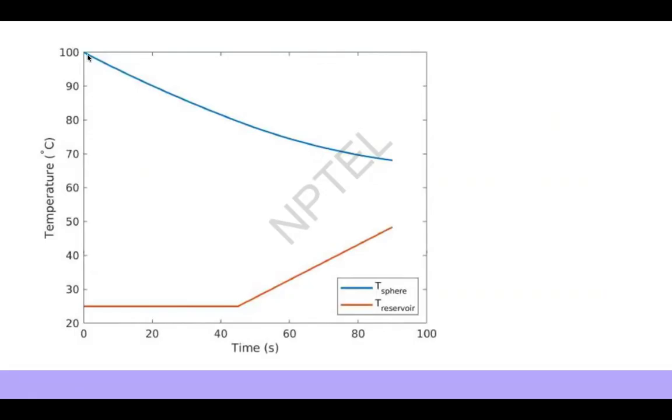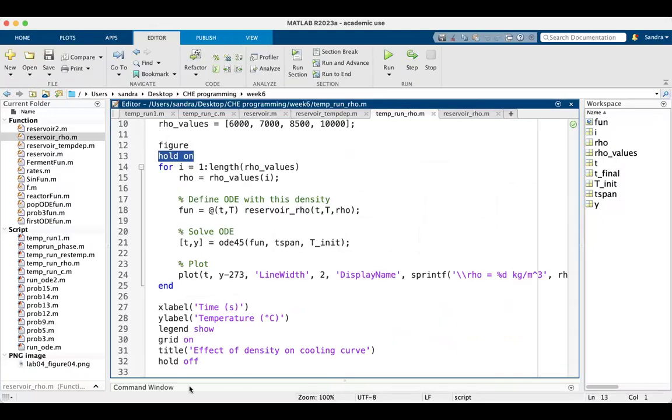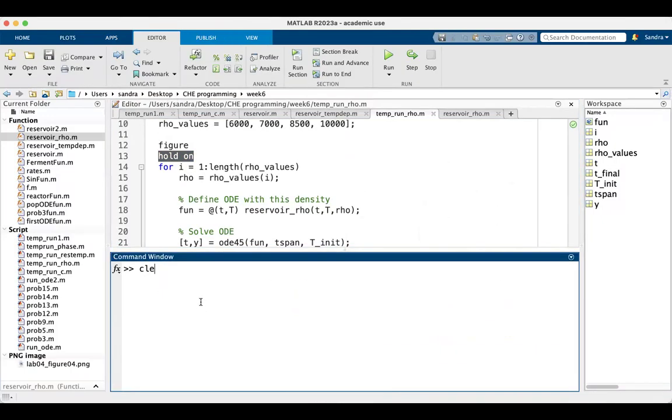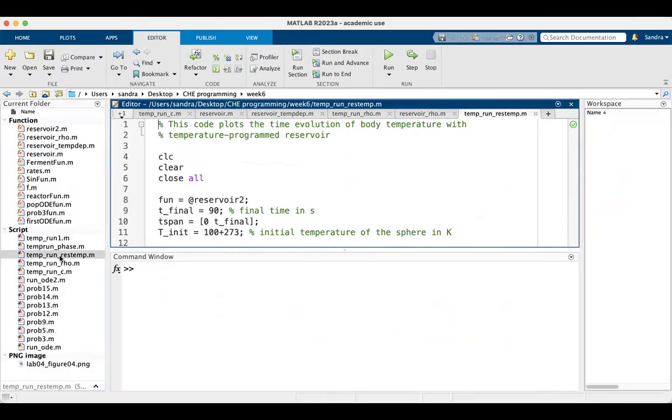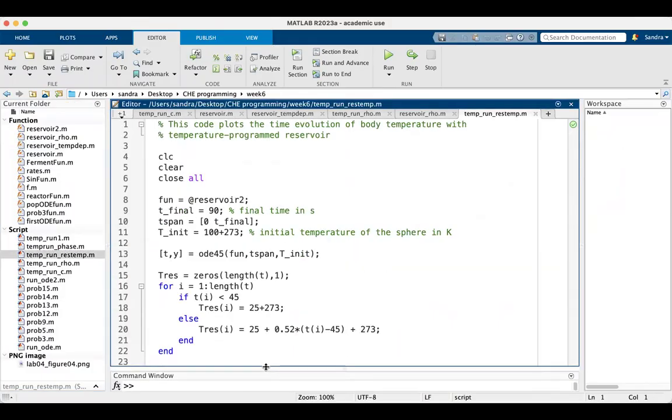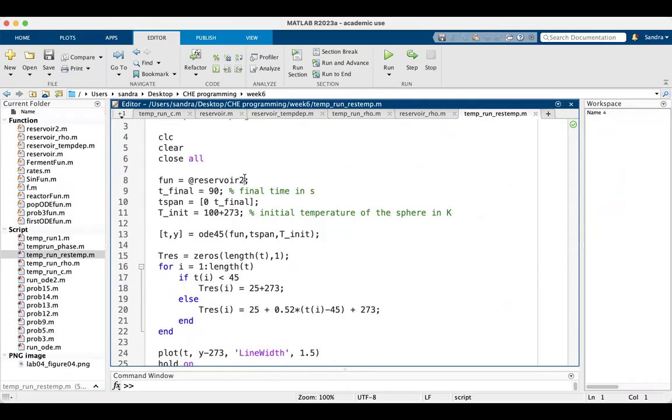On the other hand, your T sphere will drop. Till 45, it will be the behavior that you expect in your actual one. But after that, there is a change in slope, that we'll observe. So let me just show you the code first. First, this part of the code has been given in the recorded lectures. We have the reservoir. There is a new function that is there.